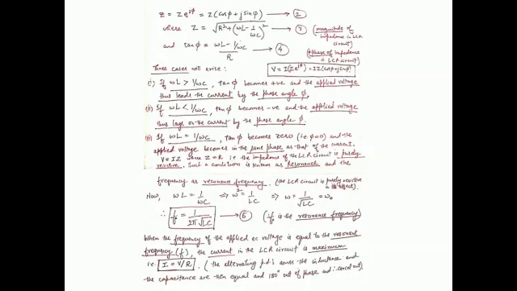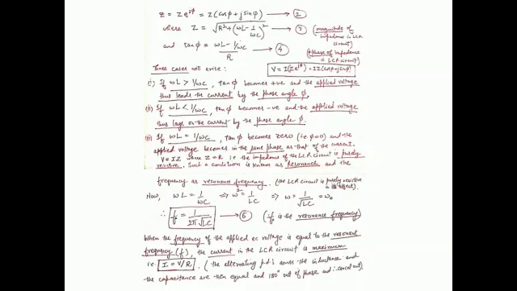Number one, if omega L, that is, if the inductive reactance is greater than the capacitive reactance, tan phi becomes positive and the applied voltage therefore leads the current by a phase angle of phi. If the inductive reactance is less than the capacitive reactance, that is omega L is less than 1 by omega C, we get the second case, that is tan phi becomes negative and the applied voltage therefore lags the current by the phase angle phi.